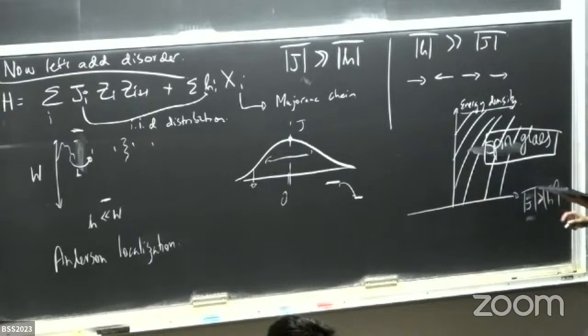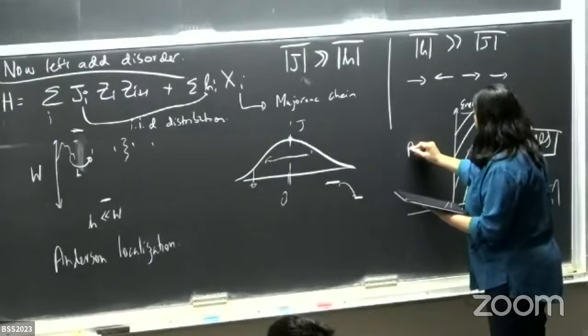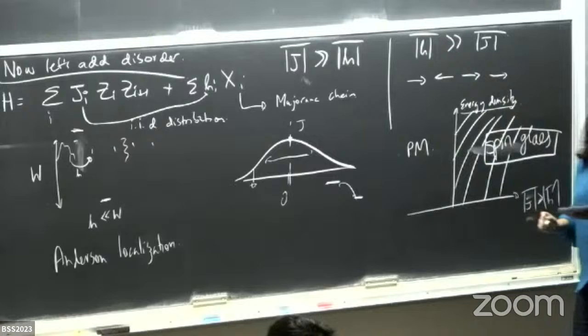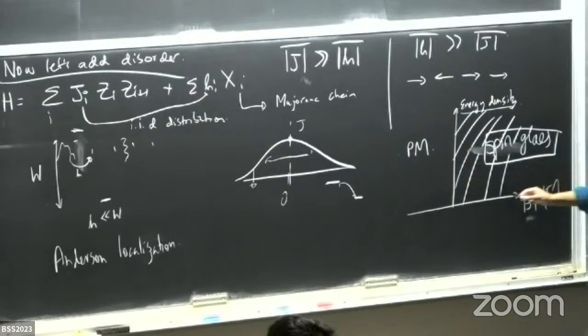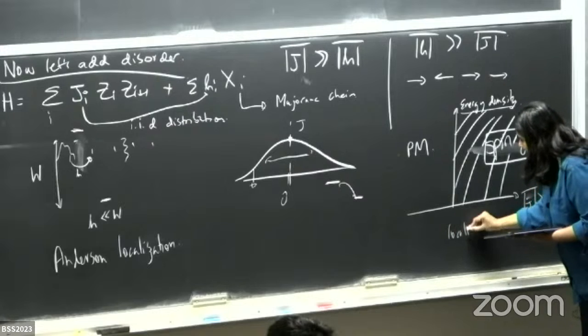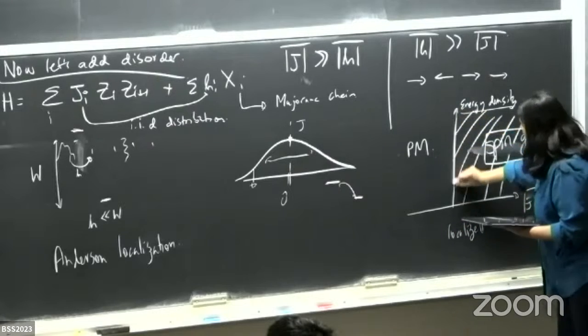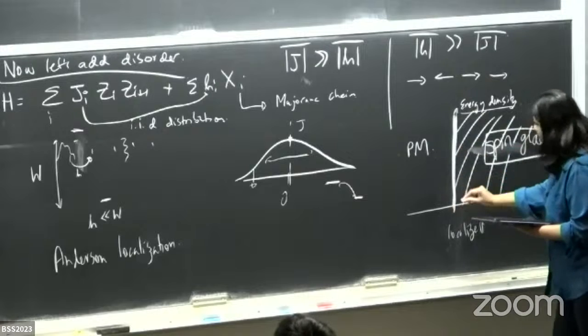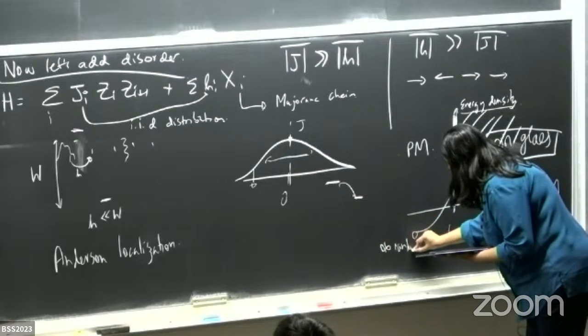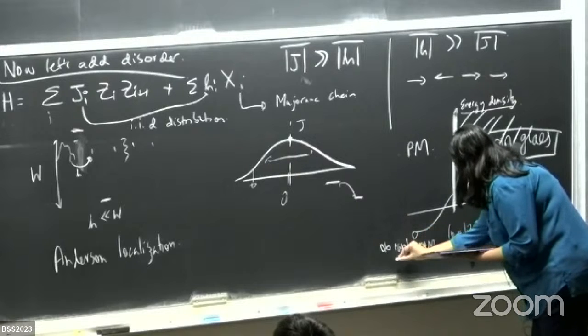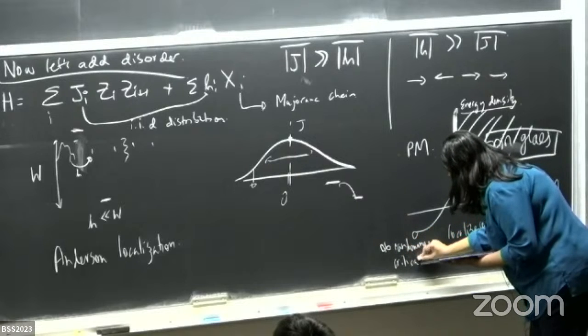Again, and explain what this means. And here it's a paramagnet. Both of these regimes are localized. And then this critical point, this critical line, this is an infinite randomness criticality.